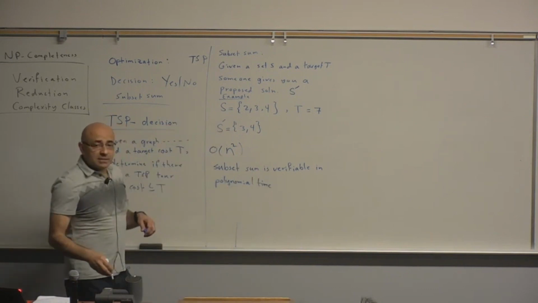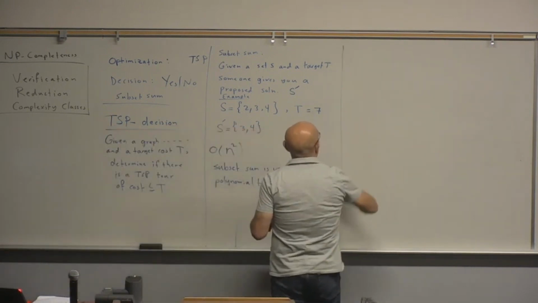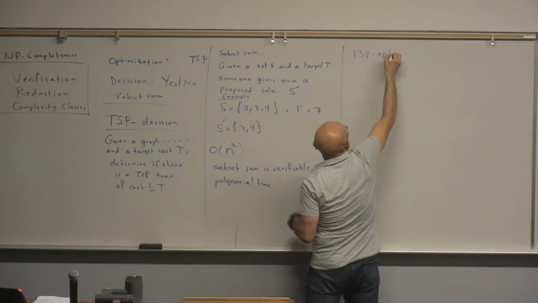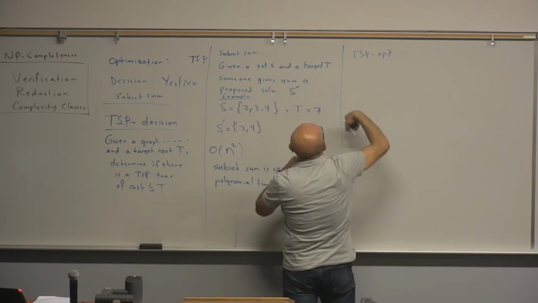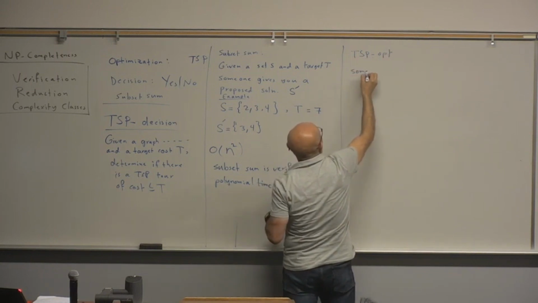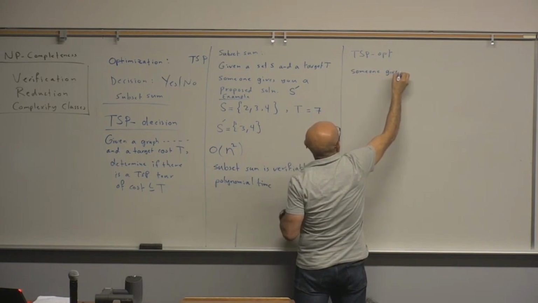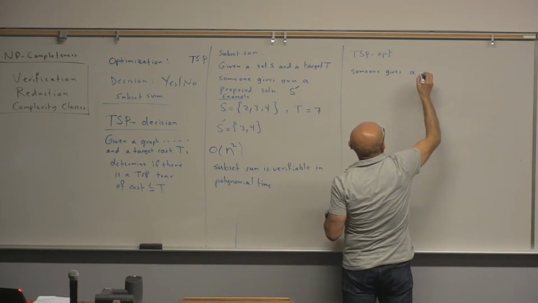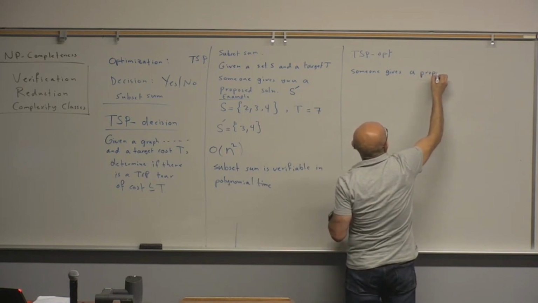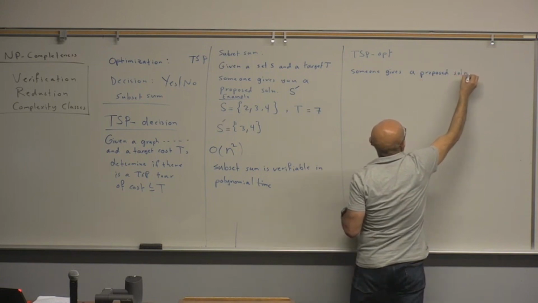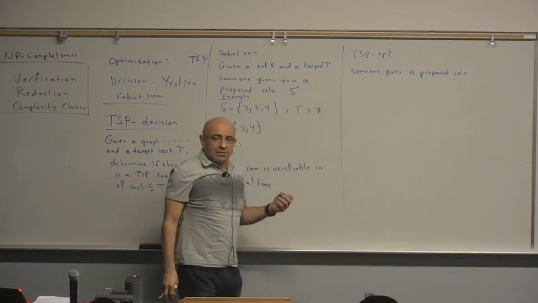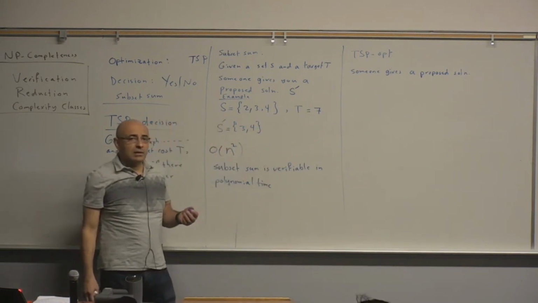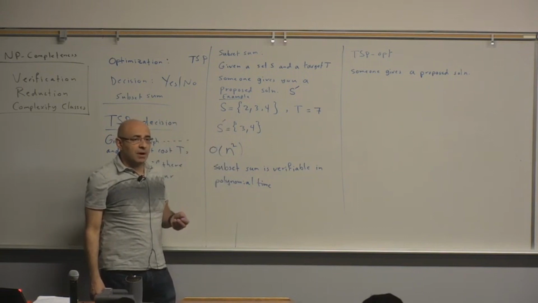Okay, so now let's switch to the traveling salesman problem in its optimization form. So given a graph, someone gives you a proposed solution for the traveling salesman problem. What will that proposed solution look like? What's the solution to the traveling salesman problem?